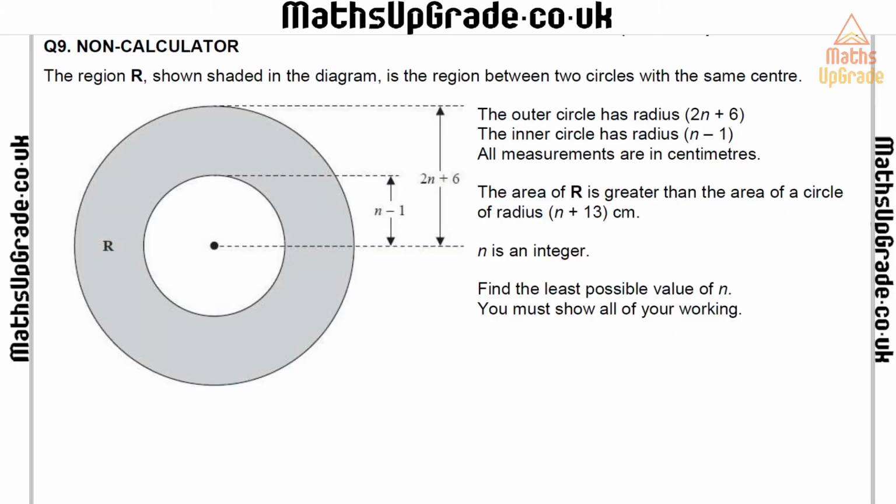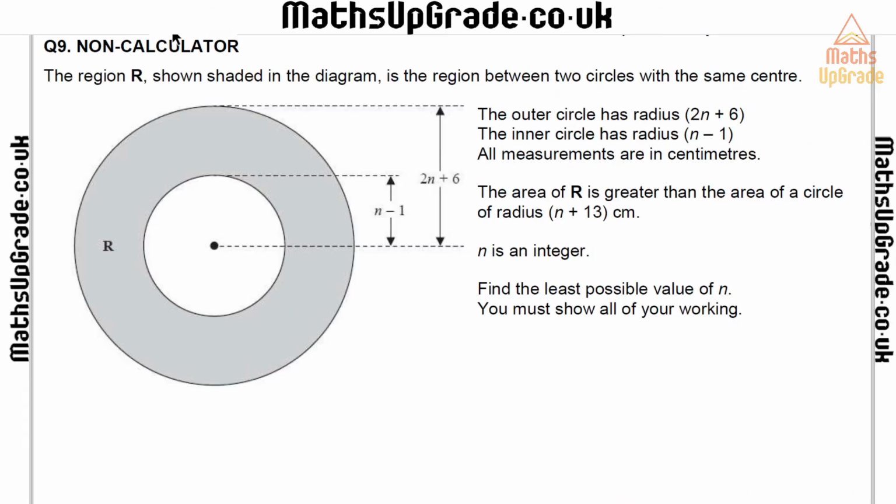Question 9. The region R is shown shaded in the diagram, and it's between those two circles. Those circles are called concentric circles since they've got a common centre. The outer circle's got a radius of 2n plus 6, the inner circle's got a radius of n minus 1. The area of that shaded part is greater than the area of a circle of radius n plus 13. So imagine a separate circle with a radius of n plus 13. That would have a smaller area than the area shaded here. n is a whole number. Find the lowest possible value of n, showing all working. So this question here is worth 5 marks.